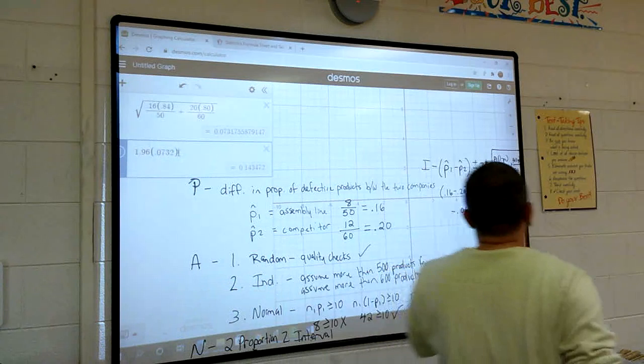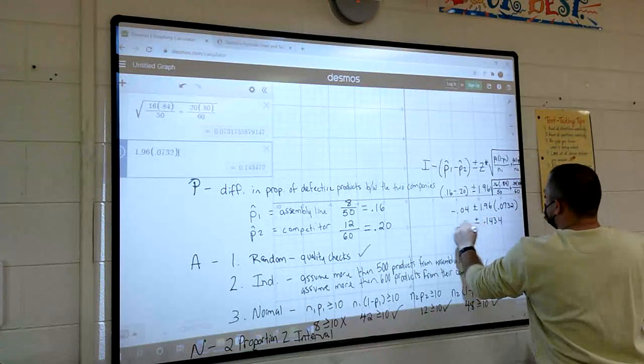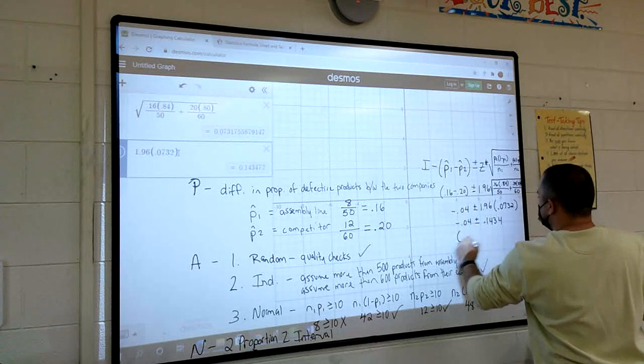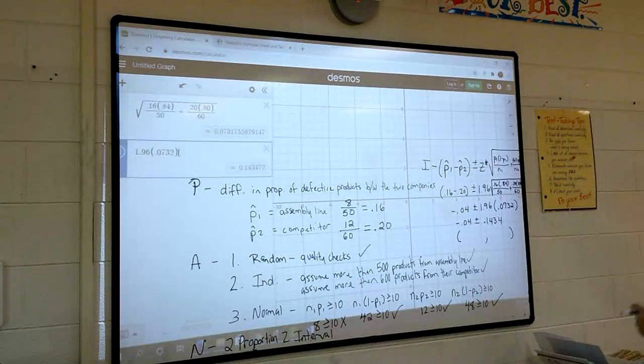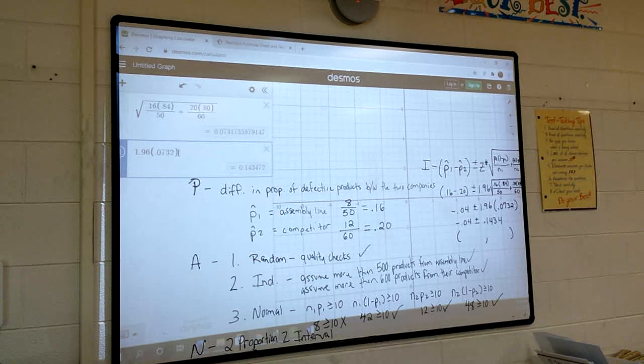What is that 0.1434 called? Anybody know? That's what we got all on the right. It's what we're going to add to our statistic and subtract from our statistic. It's everything to the right of the plus or minus. What do we call it? It's the margin of error. It's how much you add to your estimate and subtract from your estimate, right? So you have an estimate, but you have to have a margin of error, how far you're off one way or the other.